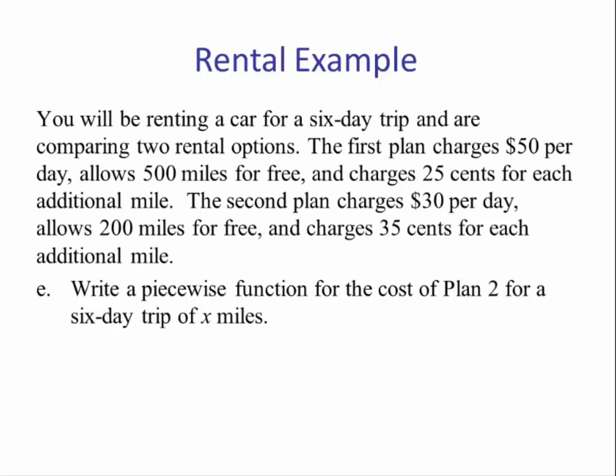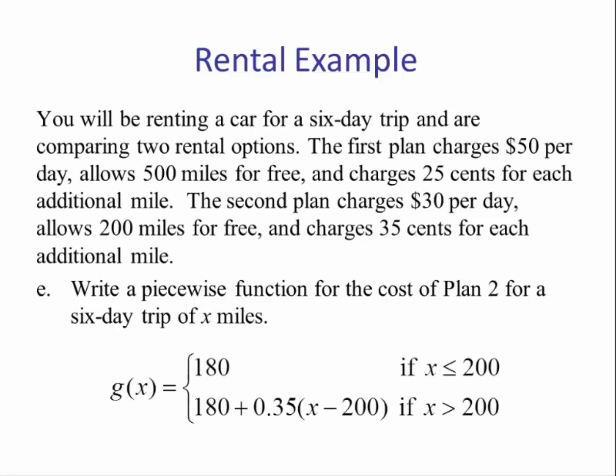E. Write a piecewise function for the cost of plan 2 for a 6-day trip of x miles. For the second plan, we pay $30 a day for 6 days, so that's $180. That's if x is less than or equal to 200. That's our 200 miles for free. But if we go over 200 miles, we still have to pay the $180, but we have to pay 35 cents for every mile beyond 200.